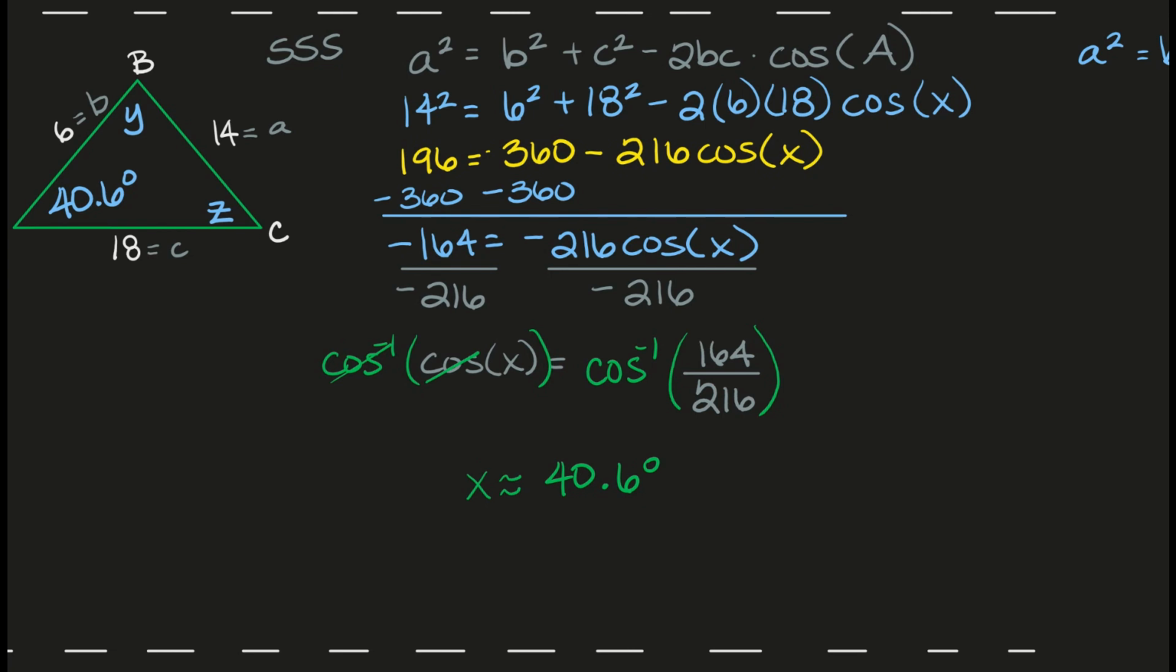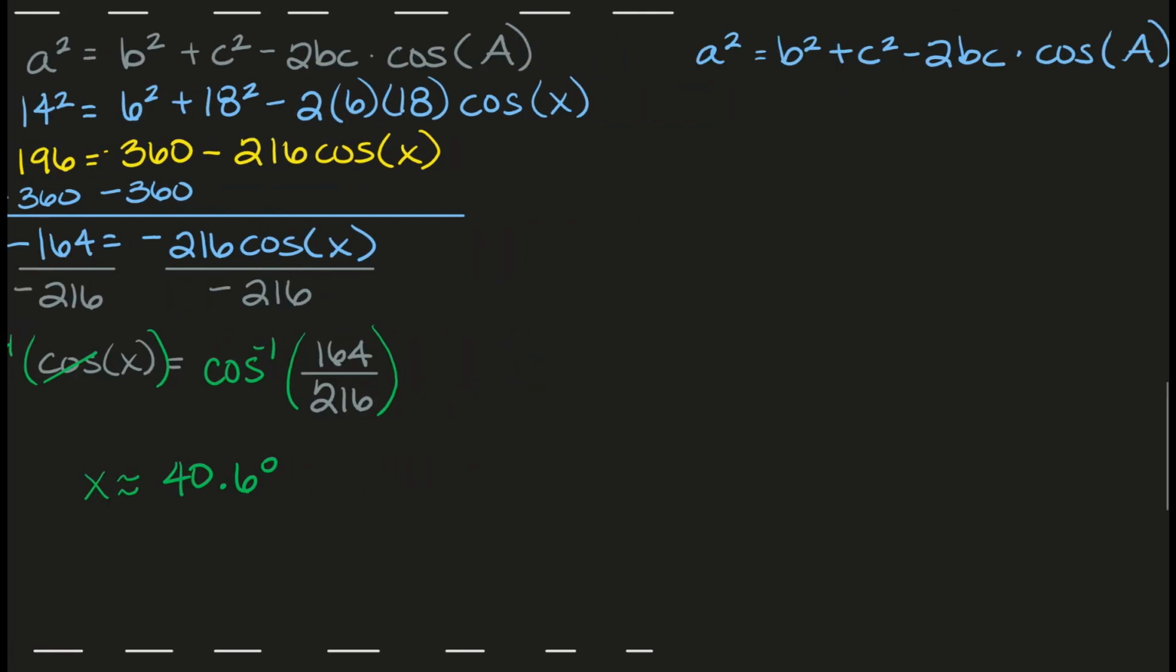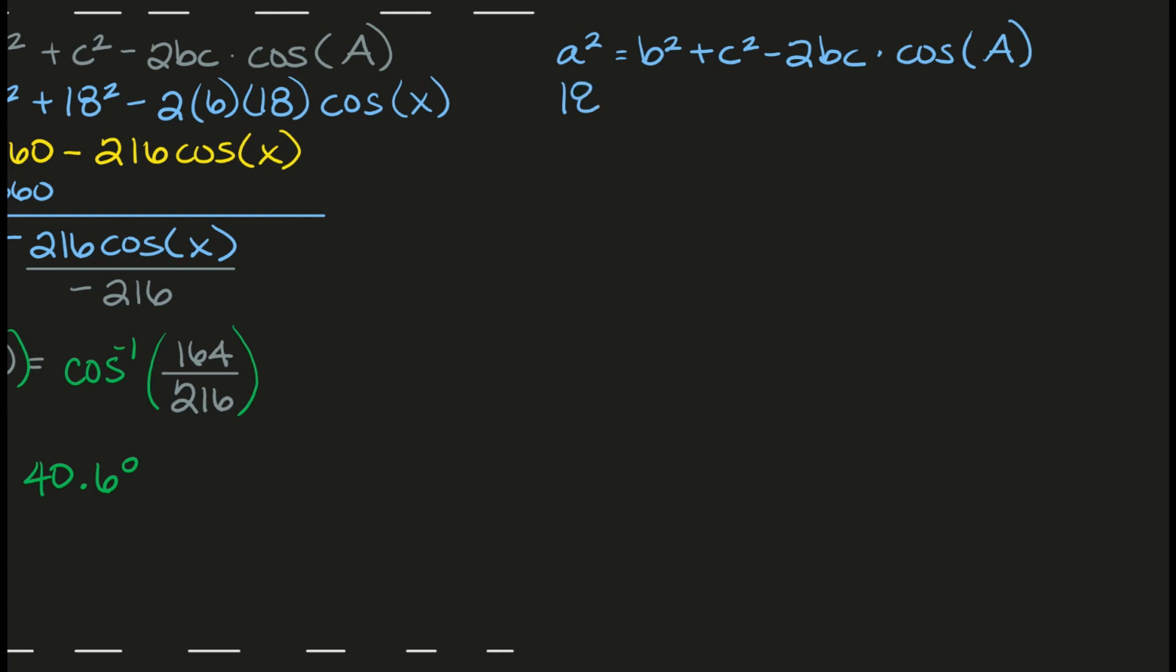And then we're going to say 18. So since we're looking for y, it's going to be 18 squared. And then we'll use 6 and 14 as our leg measures. So I have 18 squared equals 6 squared plus 14 squared minus 2 times 6 times 14 times the cosine. And here we'll call that y.